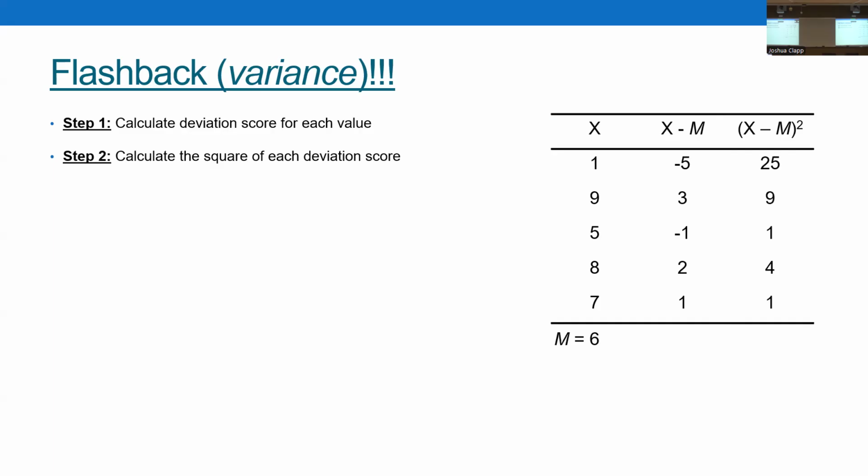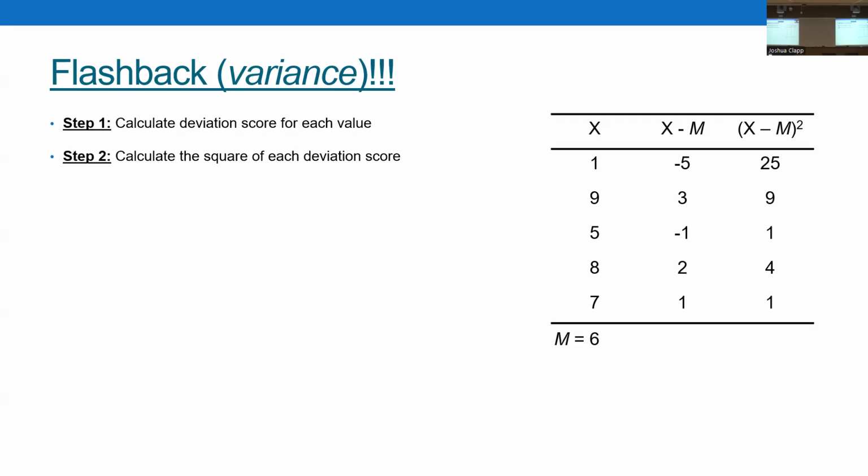Makes it hard to interpret because we just squared everything, right? What benefit does squaring these deviation scores have for us? It makes them all positive. What happens if I just sum up these deviation scores? What am I going to get? Zero, right? So I can't just sum up those deviation scores. I've got to do something with them.